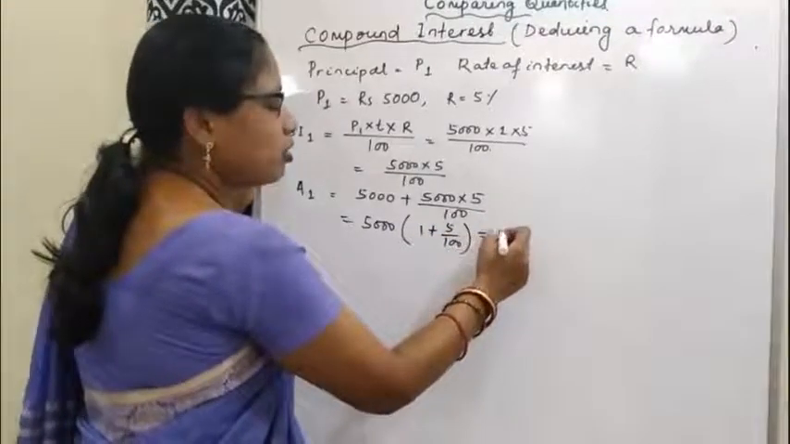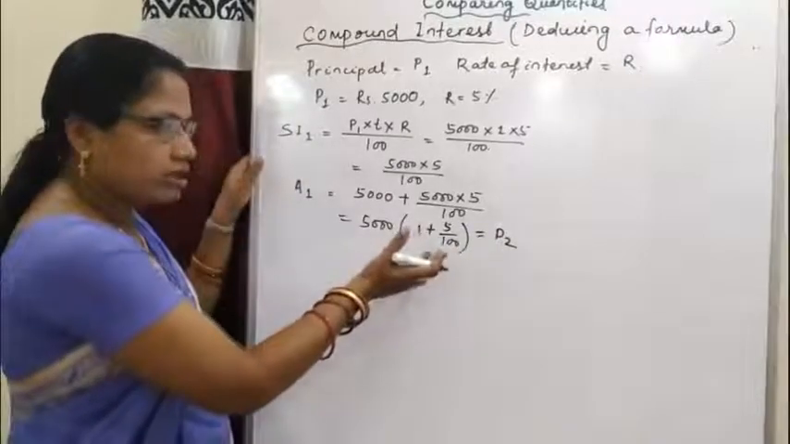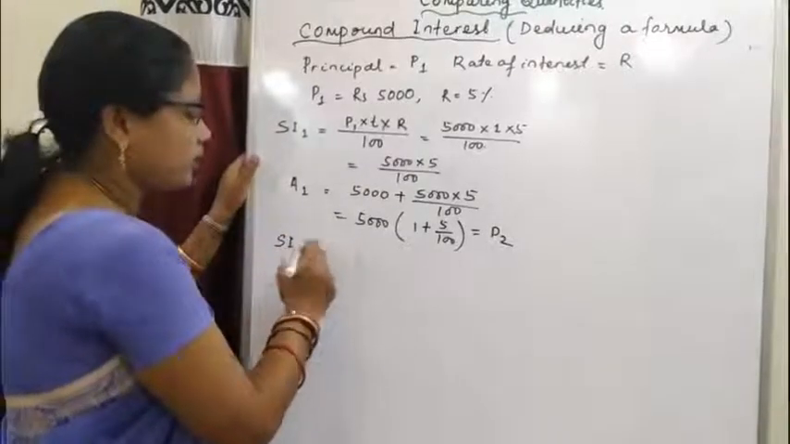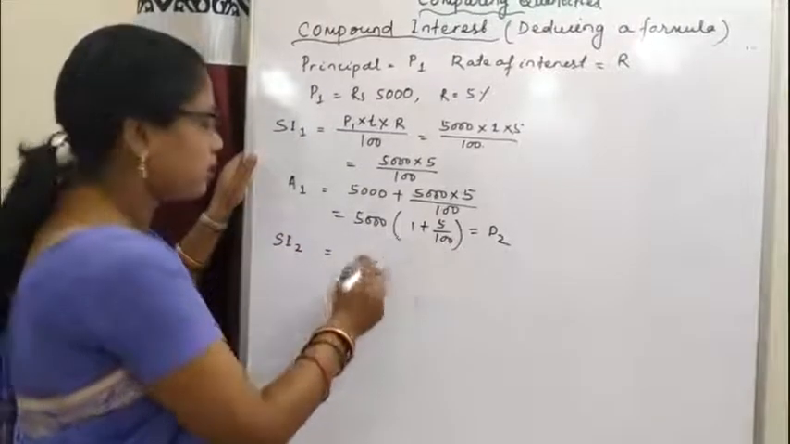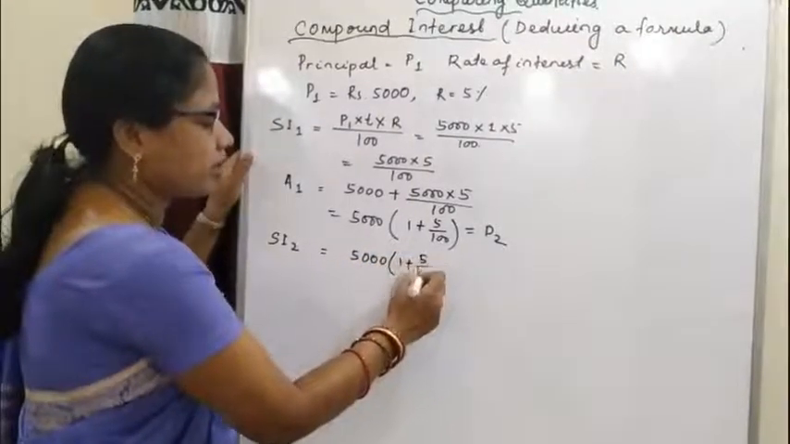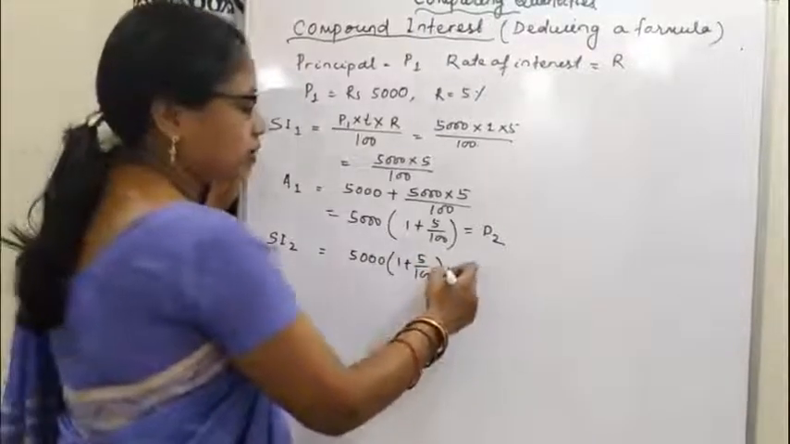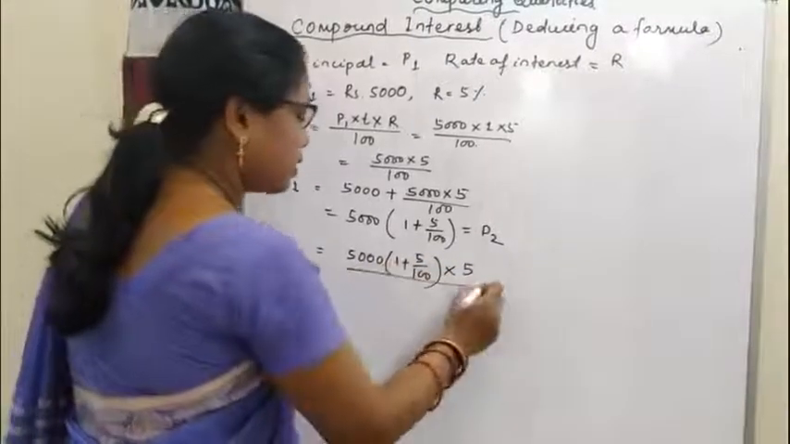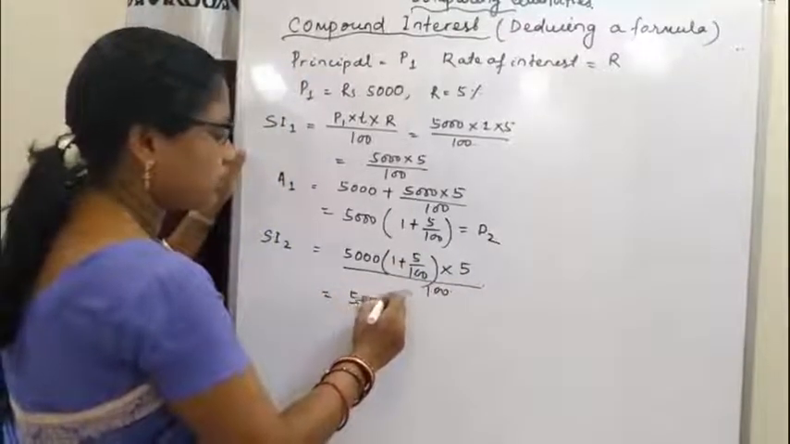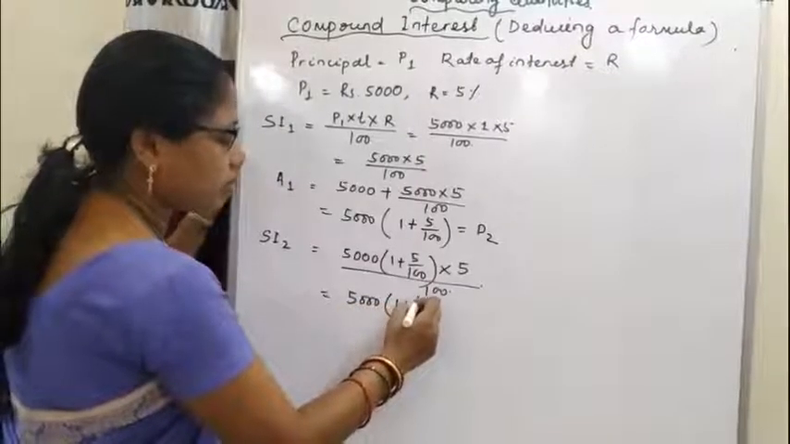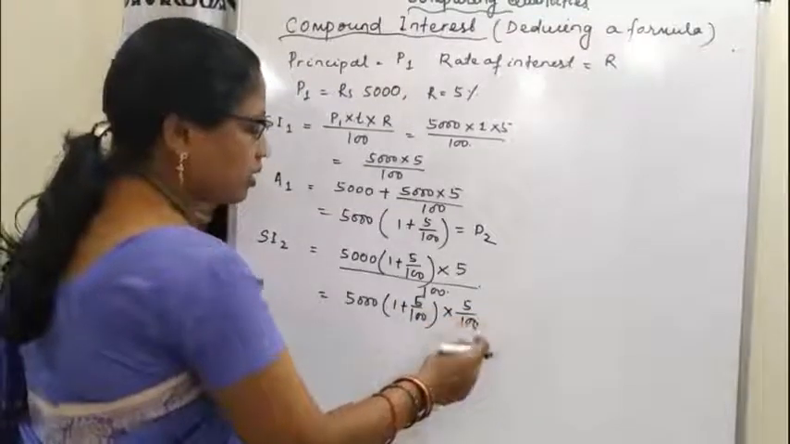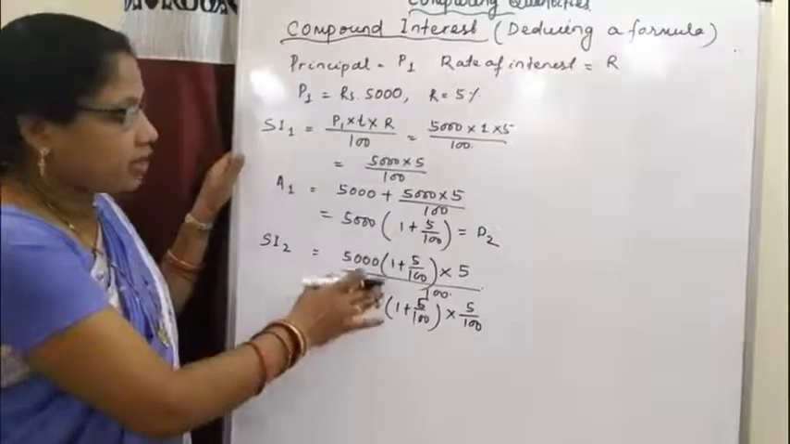So, this is also P2. For the second year, this is the principal. So, what is simple interest 2? For the second year, what is the simple interest? Again, this is our principal. So, 5,000 multiplied with 1 plus 5 by 100, multiplied with 5 divided by 100. So, this is our simple interest at the end of the second year.